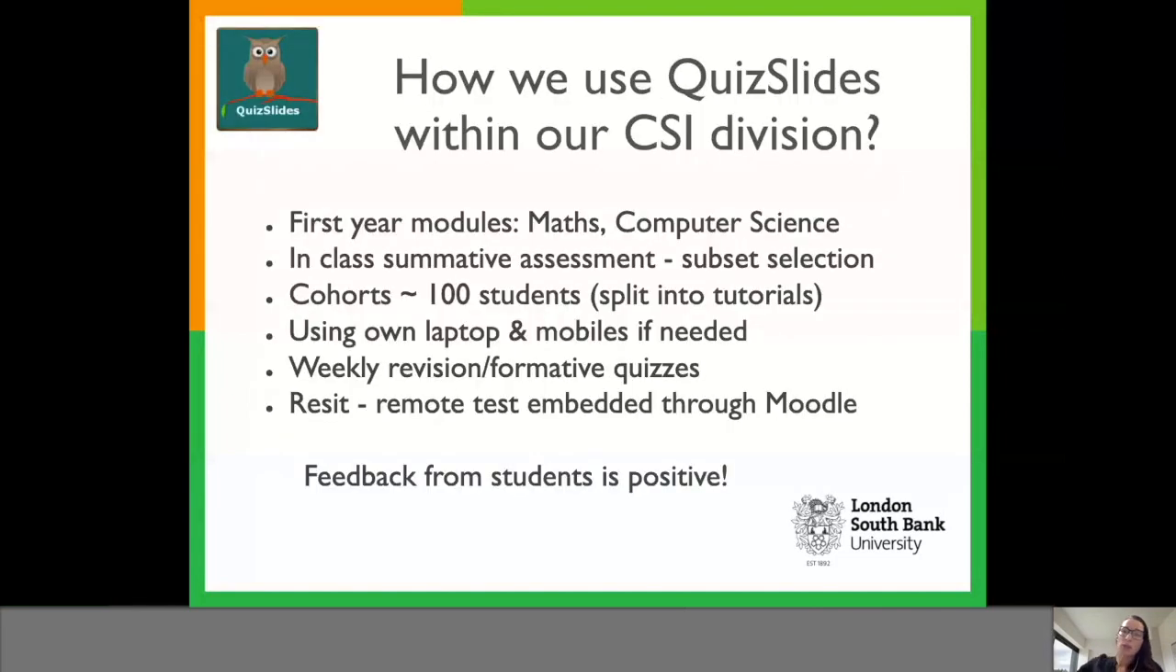Just briefly, how we use QuizSlides within our division. We use them across our first year modules, for example maths and computer science. We have about 100 students. We split them into tutorials. Each tutorial has about 25 to 30 students, and they can take this test on the lab computer. They can also use their own laptop or even their mobile phones. We give them formative quizzes nearly every week, so they're prepared for the final one. So this is how we've been doing them in class.